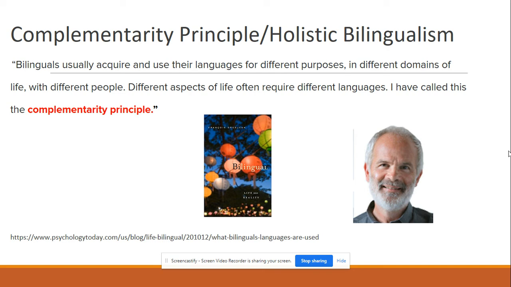So bilinguals usually acquire and use their languages for different purposes in different domains of life and with different people. Different aspects of life often require different languages. I have called this the complementary principle. It depends how or where you use the language. Like for example, in my case, I came over here when I was in high school.